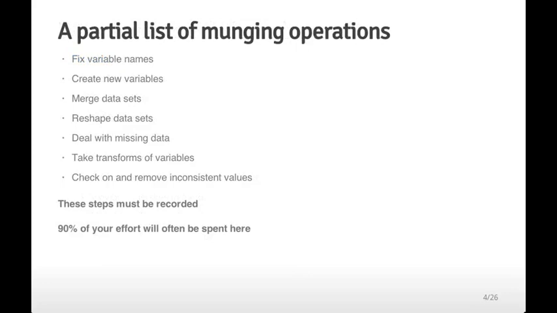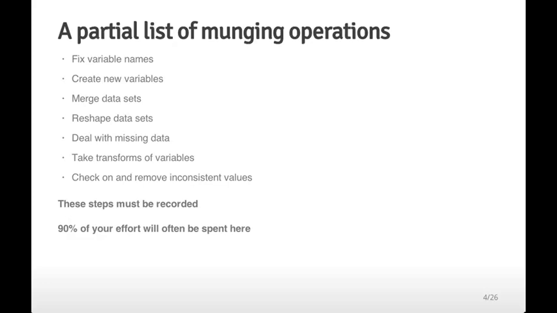So you might fix variable names, create new variables, merge data sets, reshape data sets, deal with missing data, take transformations of variables, check on and remove inconsistent values, and many more things. Honestly, this is just the very smallest part of data munging or processing. I'm going to try to illustrate the functions that are most useful for the greatest variety of data munging operations so that you'll be equipped to be able to process whatever data comes your way.